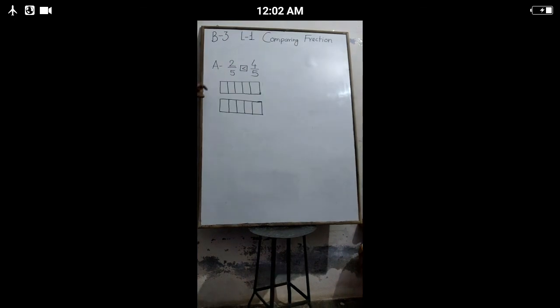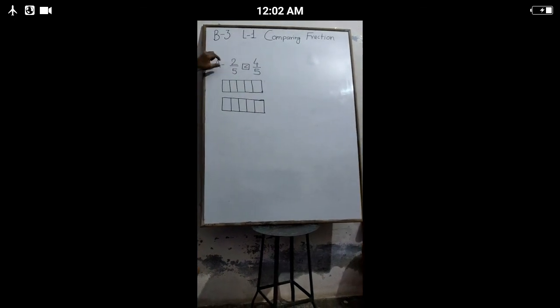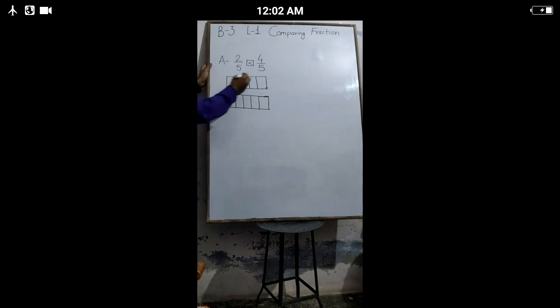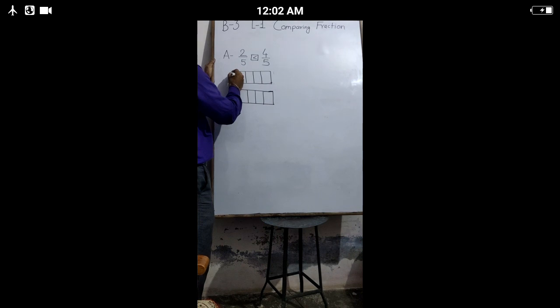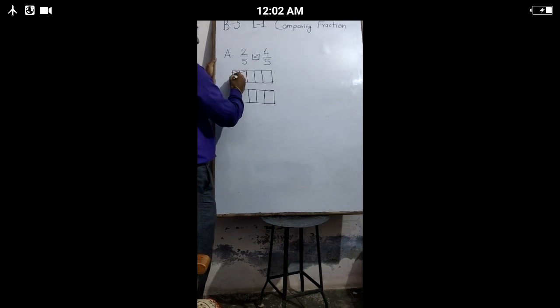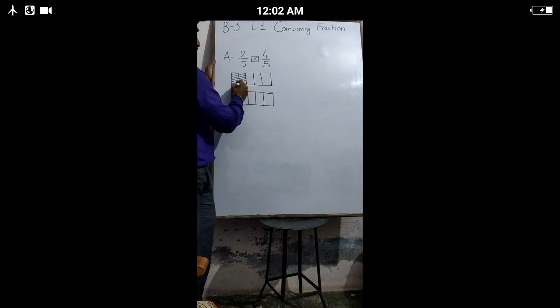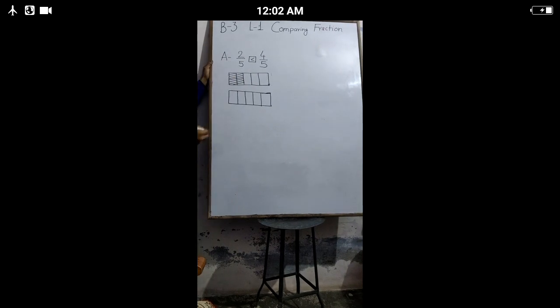Now children, I have drawn two rectangles. This one is for 2 upon 5. So I have to make two equal parts, meaning two as the numerator. You can see two equal parts. Now children, this is 4 upon 5, so I have to show 4 parts.